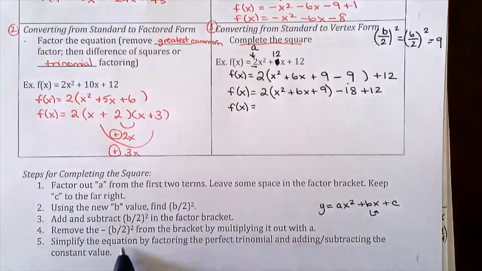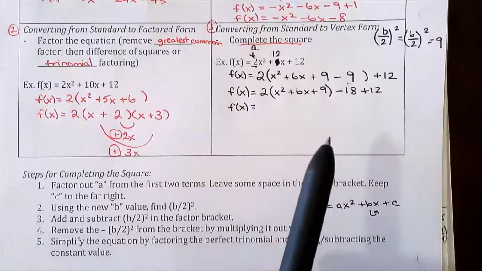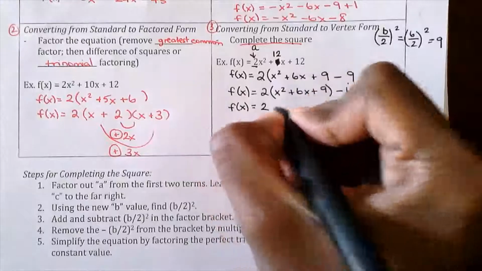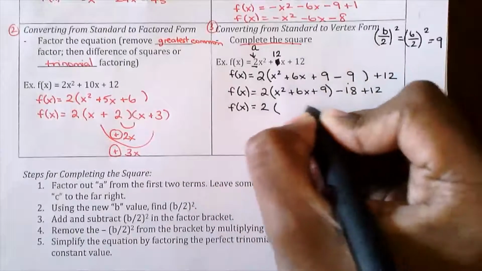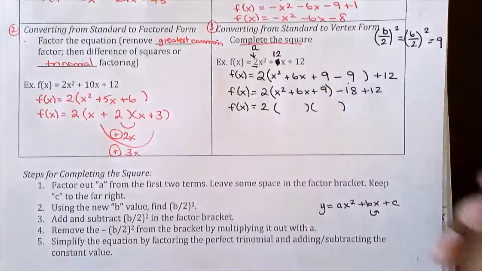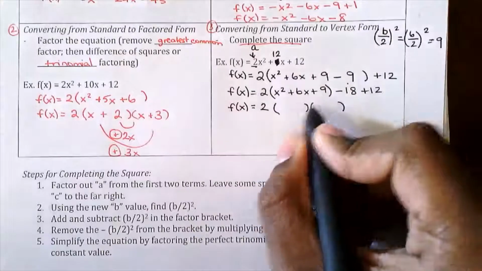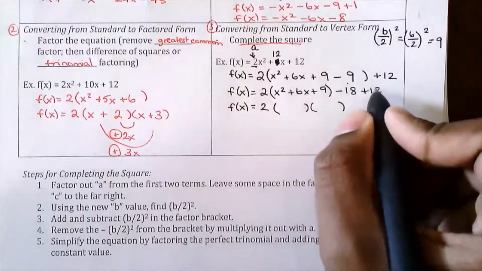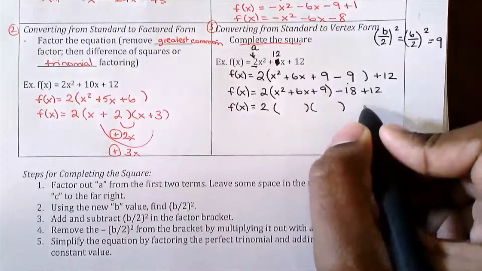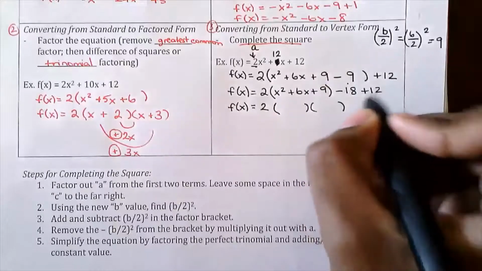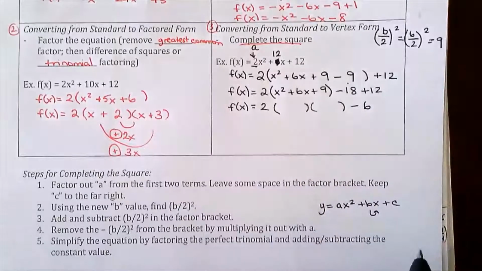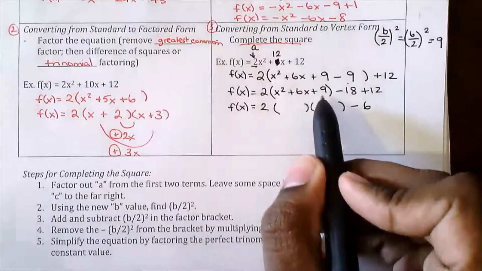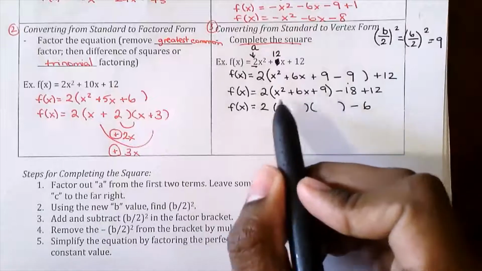After we do that, it says simplify the equation by factoring the perfect trinomial and adding or subtracting the constant value. So there's 2 things to do here, and I'm going to do it in 2 steps. You're going to have this part opened because that's a trinomial. We're going to factor it. And the constants on the end, you're just going to add at the end. So negative 18 plus 12 is just negative 6. We have this, we want to factor it. We're going to treat it like any other factoring question.